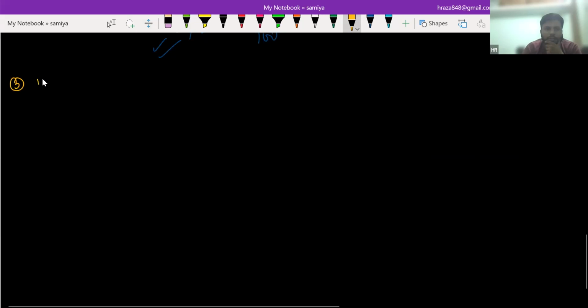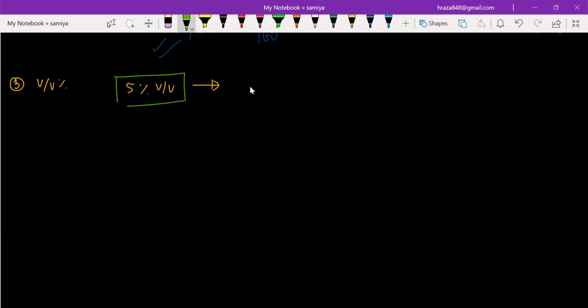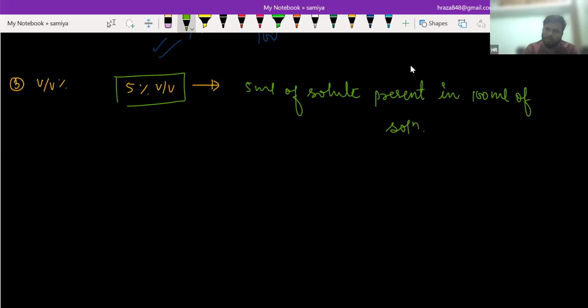Now the third one is volume by volume percent. This is very easy. 5% volume by volume. What does this mean? Can you tell me the sentence? 5 ml of solute present in 100 ml of solution. Very good. This is 5% weight by volume, and volume by volume percent.